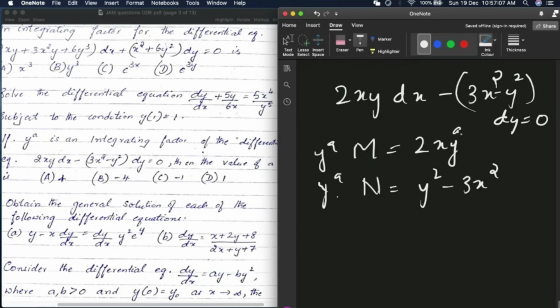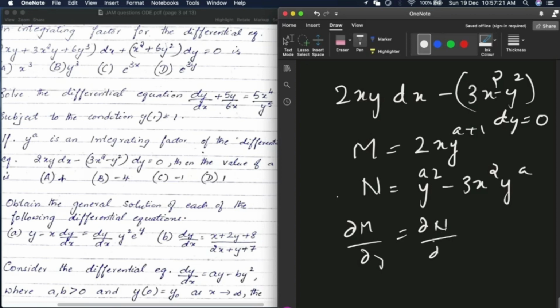That means this is a plus 1. This becomes a plus 2 into y raised to a. This should be exact. In this case, dou m by dou y, you can equate to dou n by dou x. That's the concept of exactness, which is only used while you're finding the integrating factor.